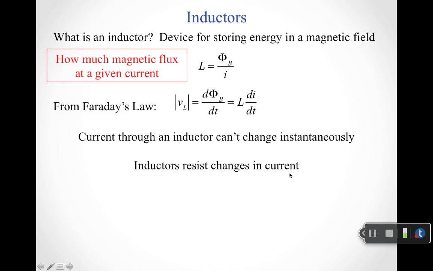And so of course it's going to oppose that, your inductor is going to oppose that change. So inductors will resist changes in current. In terms of units, well, if we think about our definition here, it's just going to have units of magnetic flux divided by units of current. So that's Webers or Tesla meters squared, whichever one, divided by amps. And so what we end up doing is we define inductance in terms of a unit called the Henry.